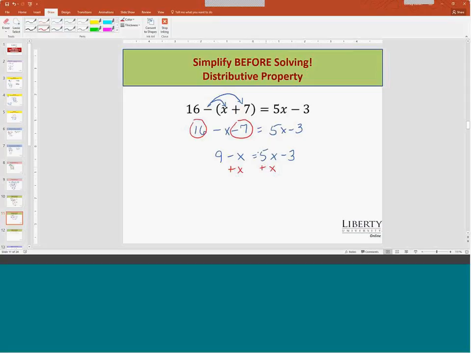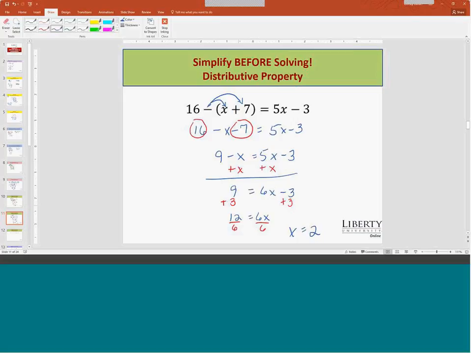So we could just as easily have said, I'm going to subtract 5x from both sides and work the problem that way. It doesn't matter which x term you choose to eliminate. You should get the same result. It's 6x minus 3. Now we'll continue to solve for the variable by eliminating this minus 3. 12 is equal to 6x. Solving by dividing both sides by 6, we see that x is equal to 2.